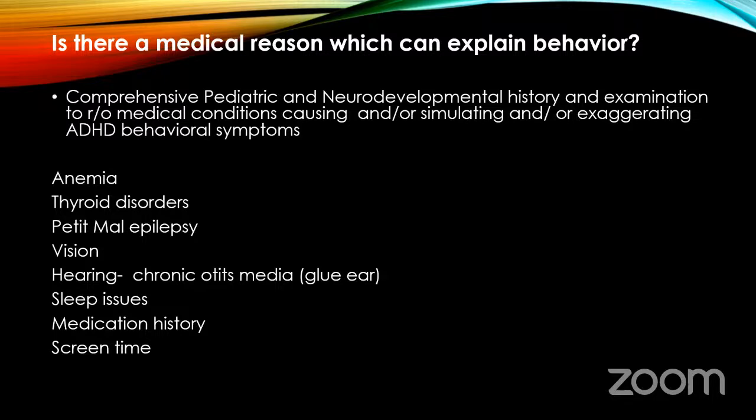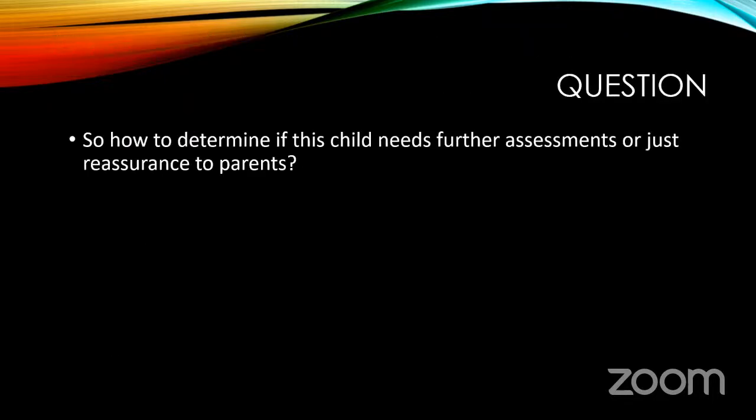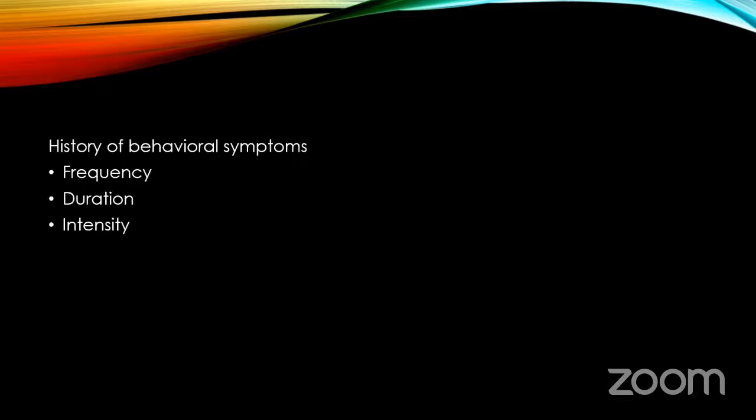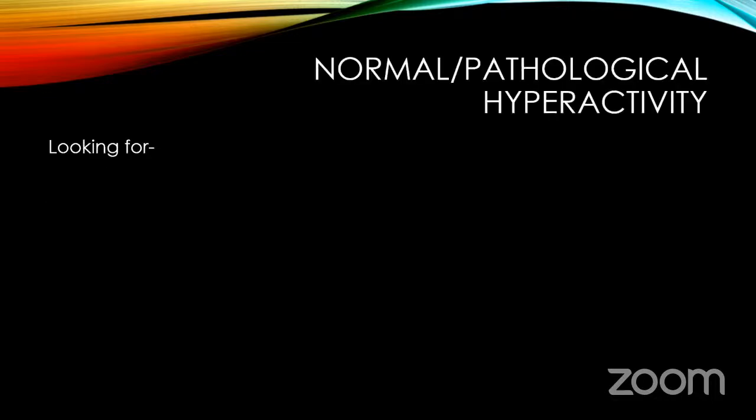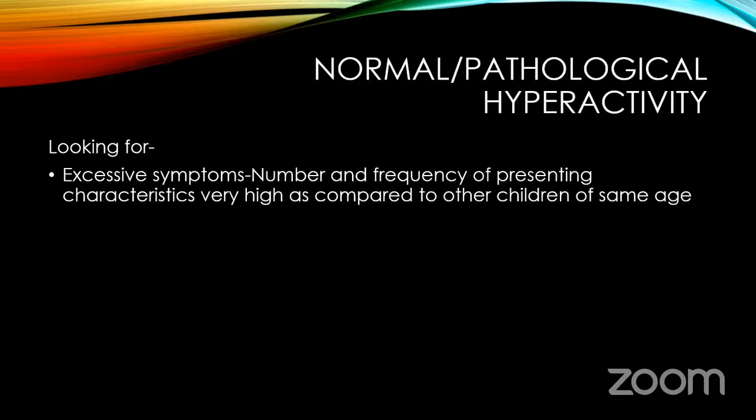Screen time, we should never forget. And then how to determine if this child needs further assessments. So basically, what we are looking for is history of behavioral symptoms. How frequent are they? How long have they been going on? And how bad are they? What we are looking for is whether the number and frequency is high as compared to other children of the same age. So if this 4-year-old child was a 2-year-old, we wouldn't be so bothered about that child climbing on things. But with a 4-year-old, we expect the child to be a bit calmer.